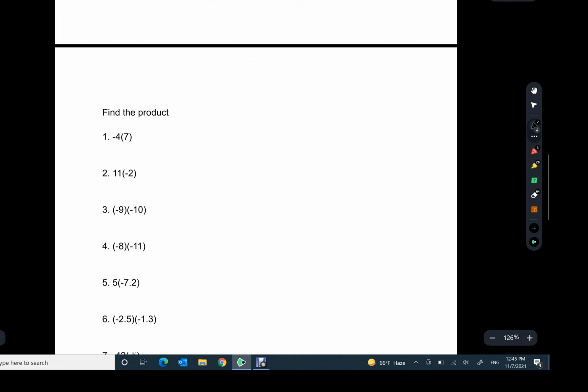Alright, next on to the next part of this worksheet. It's find the product. And as we all know, the product is the solution to two numbers being multiplied. So let's start off with number 4. Number 4 is negative 8 times negative 11. And as I stated earlier, two negatives equal a positive. So it applies to even multiplication. So this would be the same thing as 8 times 11. And the answer to that would be 88.